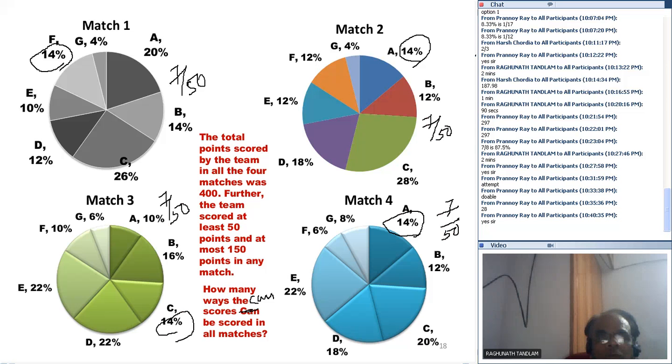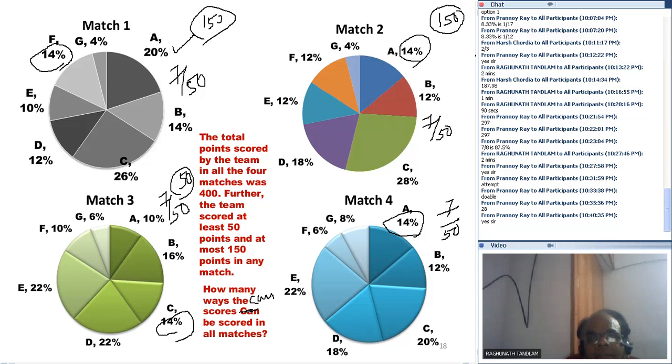So I want to maximize a score. Wherever its percentage is high, the team should have scored 150. Wherever its percentage is low, it should have scored 50. Right. In the other two matches, you could have scored 100 each. There are two possibilities here. It can be 150, 150, 50, 50, or 150, 100, 100, 50. These are two possibilities or not? It could be 150 here, 150 here, 50 here, 50 here. Or this can be 100, 100. Both are possible.